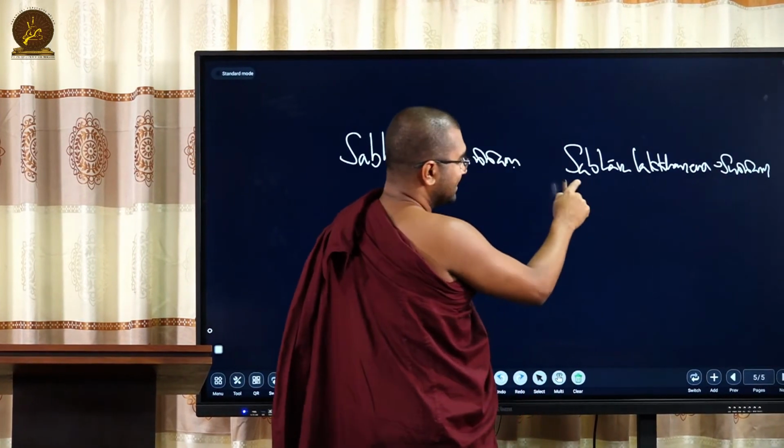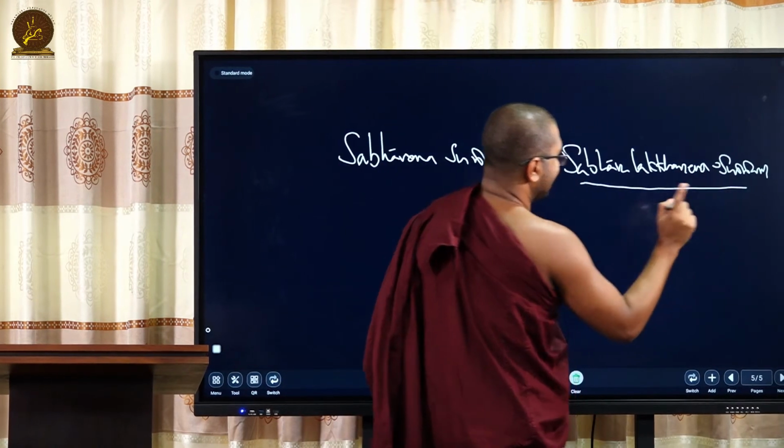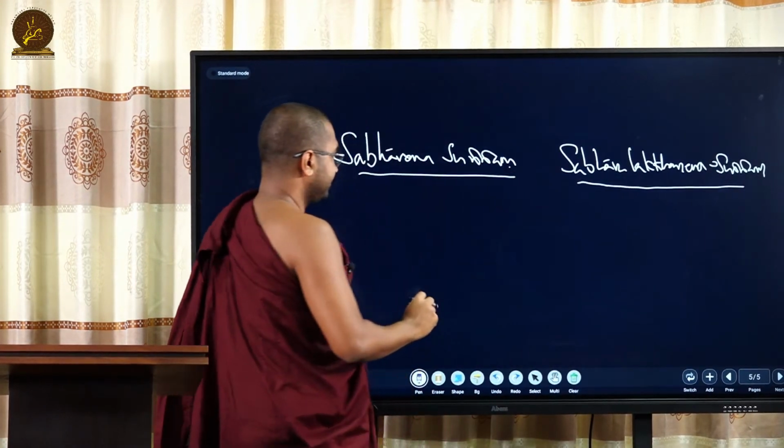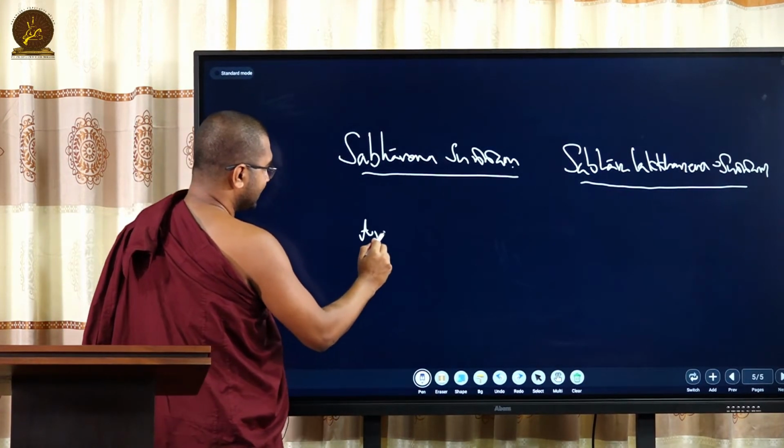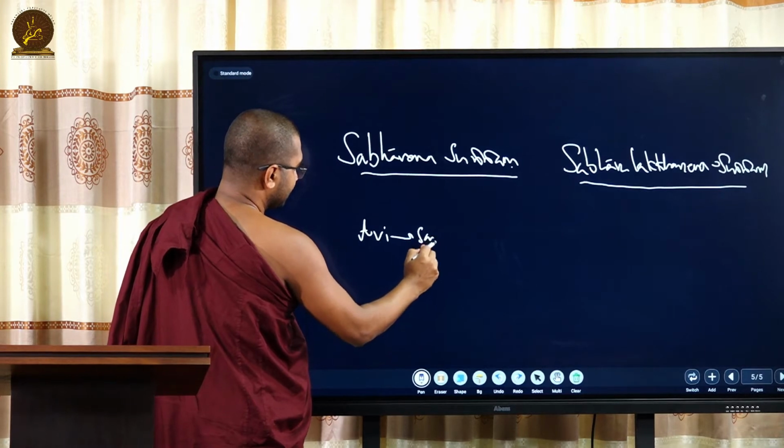Maybe this can be slightly different. The name may be slightly different. Anyway, according to Madhyamika, Sabhavena Sunya means, now Buddha has explained, Avijja causes Sankhara.